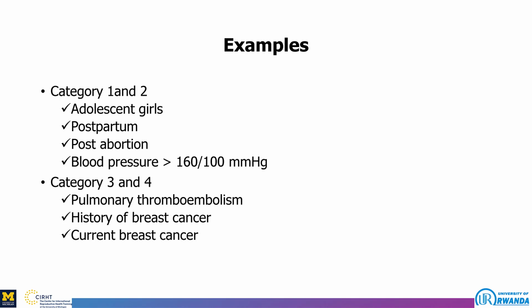Those who are in Category 2, according to MEC: pulmonary thromboembolism, these ones cannot use the implants. History of breast cancer, these ones previously who had it can use it. Current breast cancer, these are the examples of patients who are eligible for the implants.